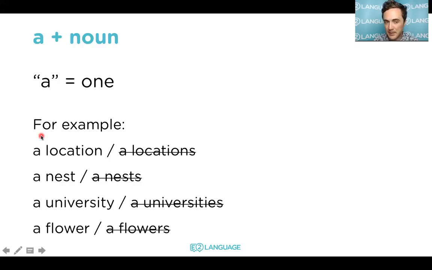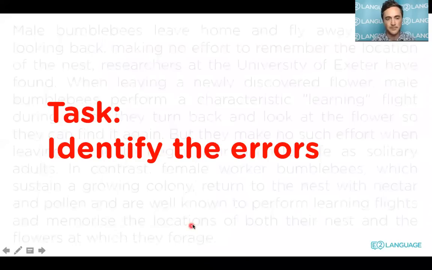So, for example, we can say a location, one location, but we cannot put the S on the end. We can never say a locations. Why? Because a equals one. We can say a nest, but we can't say a nests, plural. Why? A equals one. A university, can't say a universities. A flower, cannot say a flowers. That's a simple rule. I want you to read the following paragraph and I want you to identify the errors in your mind.